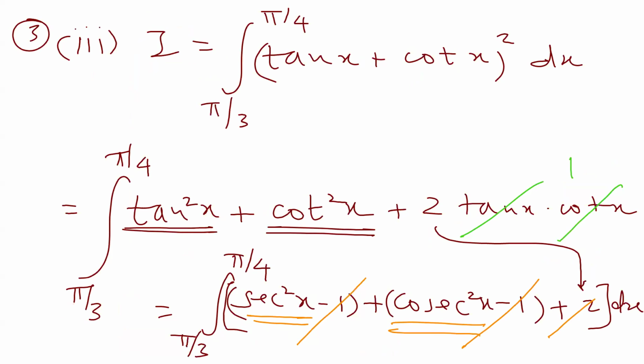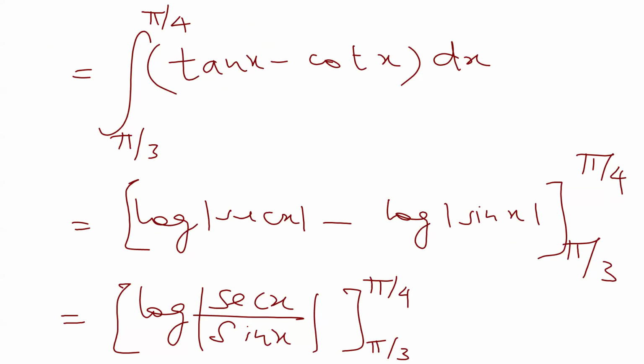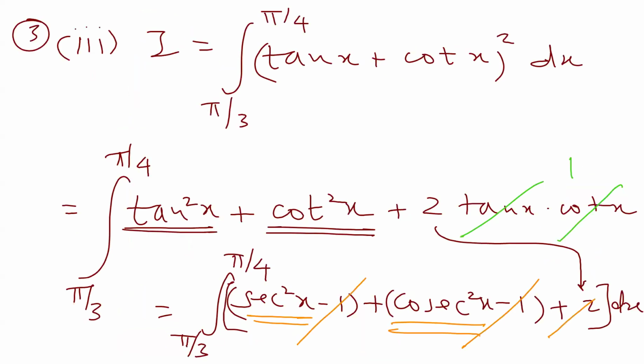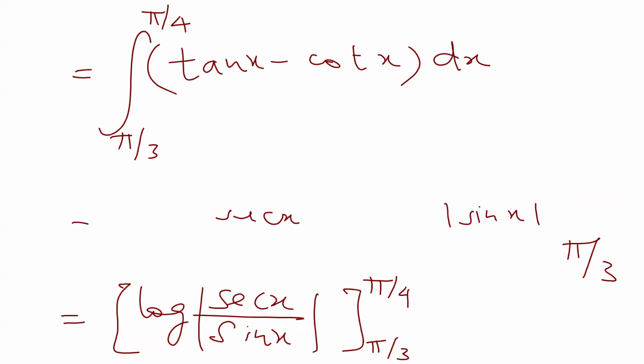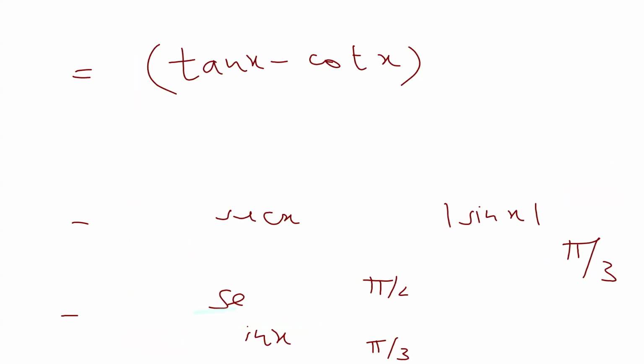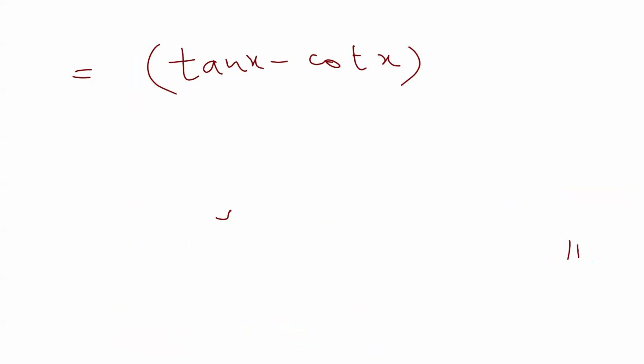Just a second, I think I made an error. Sorry, this is tan x minus cot x. I had to turn the page, so by mistake I wrote the integration twice. Okay, so tan x minus cot x, I integrated it. By mistake, I put an integration sign over here.